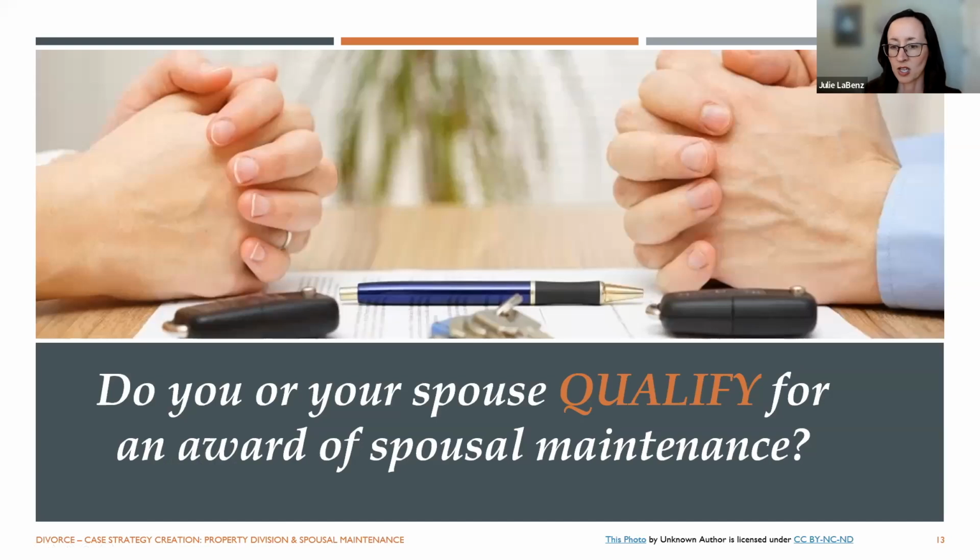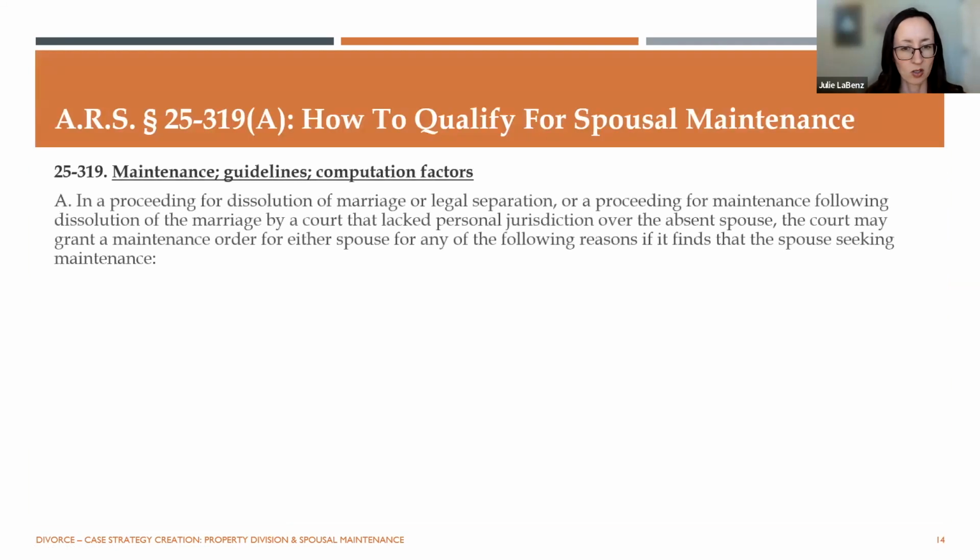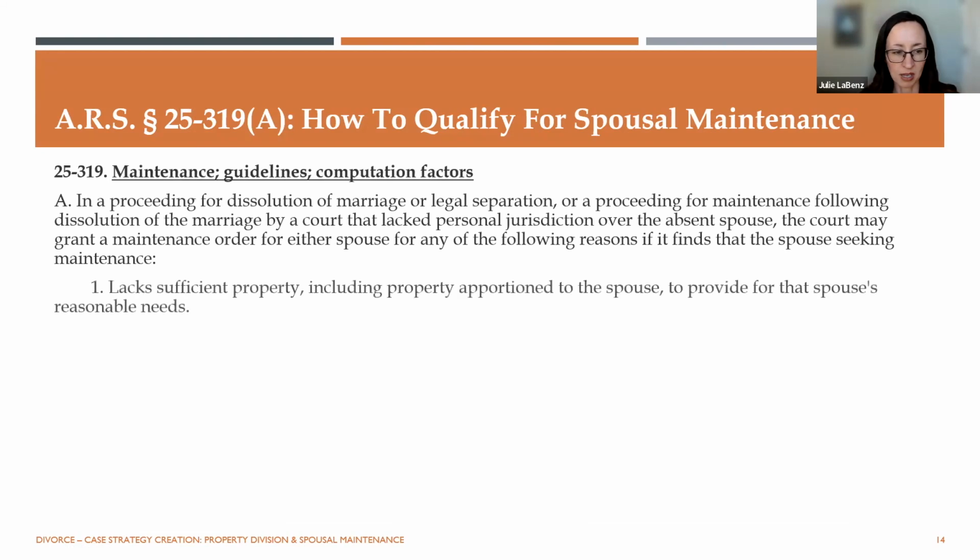So let's look at this subsection A, which talks about how to qualify for spousal maintenance. Here's part A of the statute, and it talks about how in a divorce, the court can grant a maintenance order for either spouse for any of the following reasons if it finds that the spouse seeking maintenance. Okay, so here are the 5 ways to qualify. Number 1, you lack sufficient property, including property apportioned to you in the divorce, to provide for your reasonable needs.